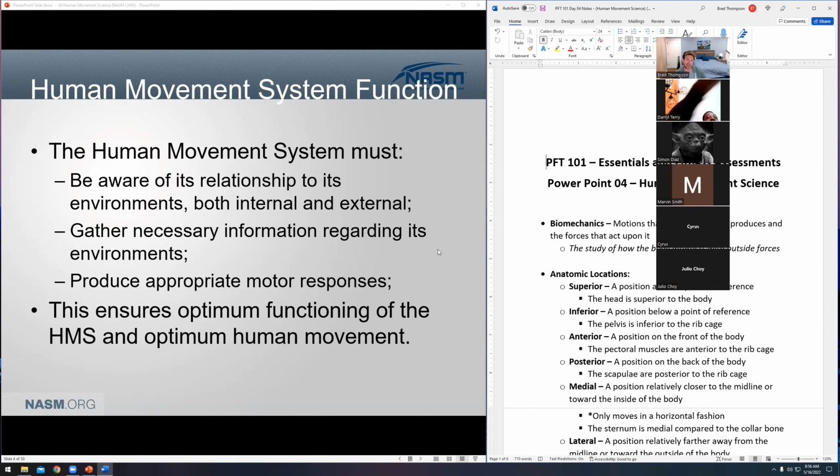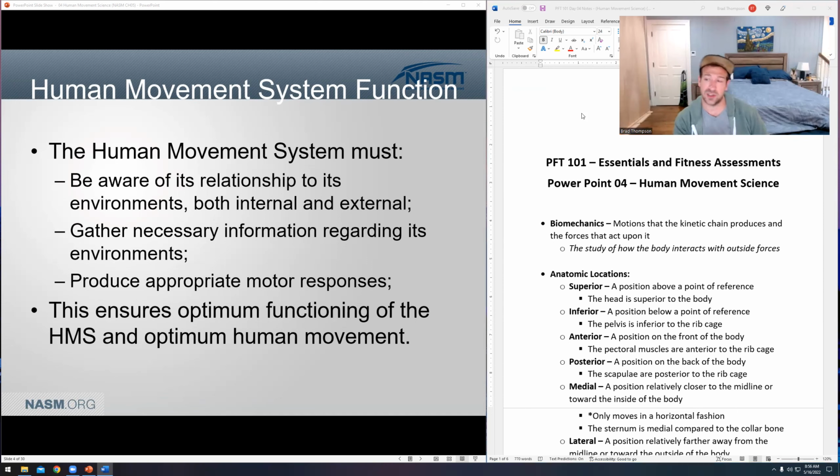There she is. We have to talk about how our human movement system is not only aware of its external environment, but also aware of its internal environment, and then how to move those things.